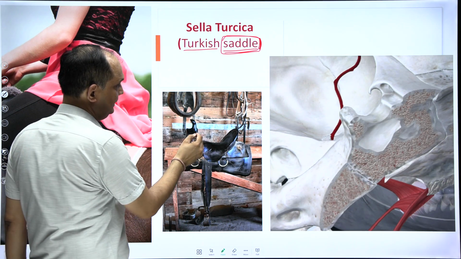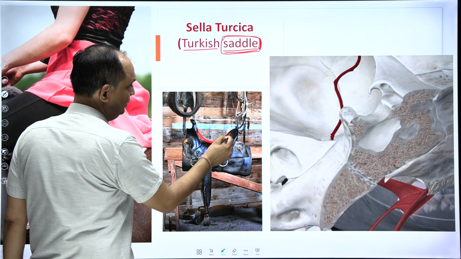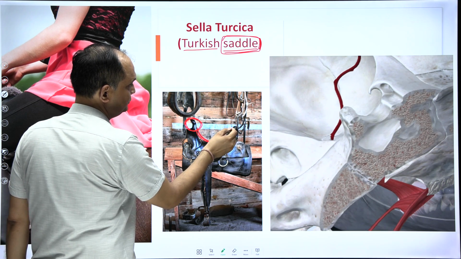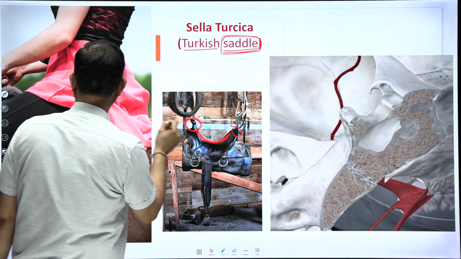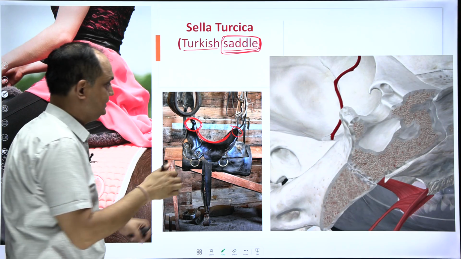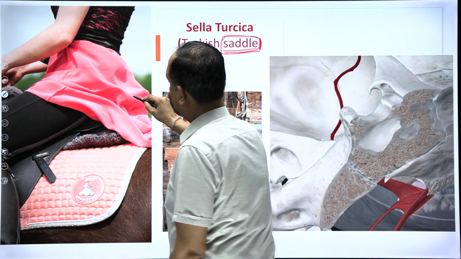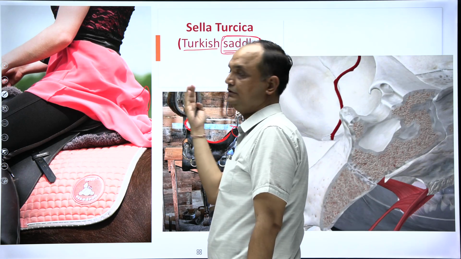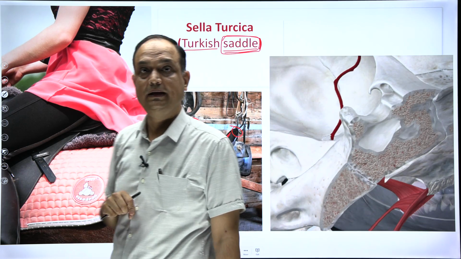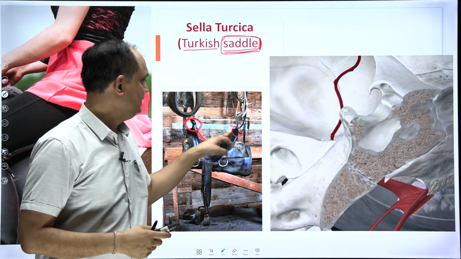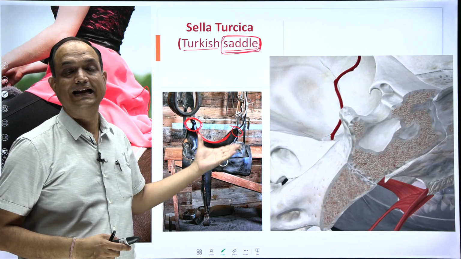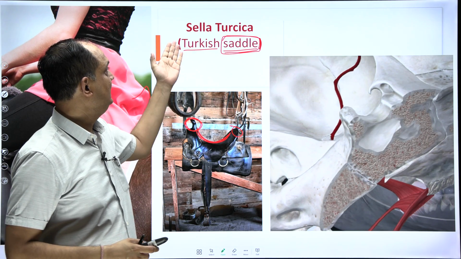So this is the middle area where it accommodates you, and it has an anterior and a posterior projection. The anterior projection is here to hold, and this posterior projection is on your back, and it provides support and avoids posterior slipping. So this is known as the Turkish saddle, and it is known as Sella Turcica.